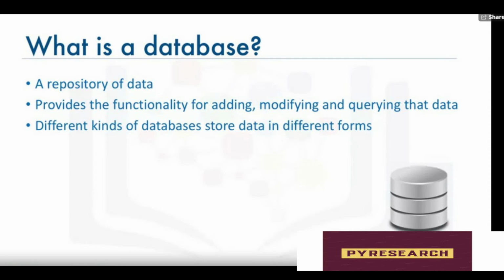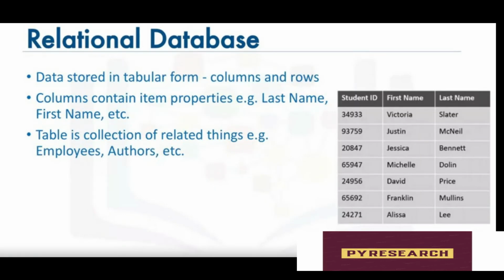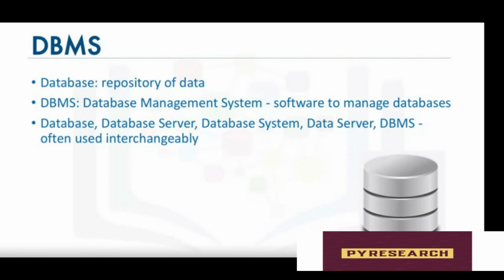When data is stored in tabular form, the data is organized in tables like in a spreadsheet, which is columns and rows. That's a relational database. The columns contain properties about the item such as last name, first name, email address, city. A table is a collection of related things like a list of employees or a list of book authors. In a relational database, you can form relationships between tables. So a database is a repository of data.